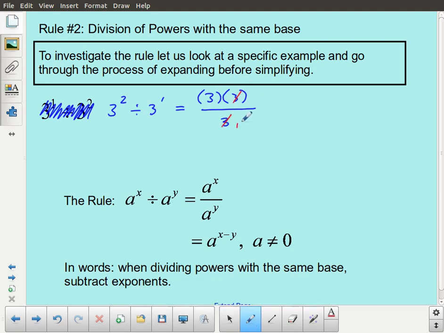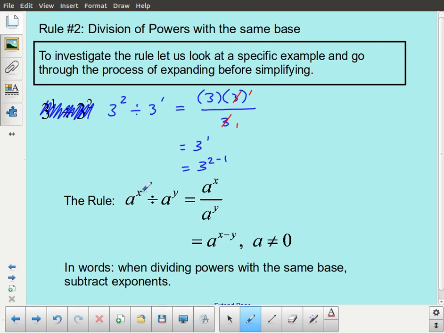The 3's divide out and become 1, so I end up with a final answer of 3, but 3 is just the same as 3 to the 1. So what we actually did there was this exponent 2 minus 1. 3 to the 1 is the same as 3 to the power 2 minus 1. And that is our rule for division.